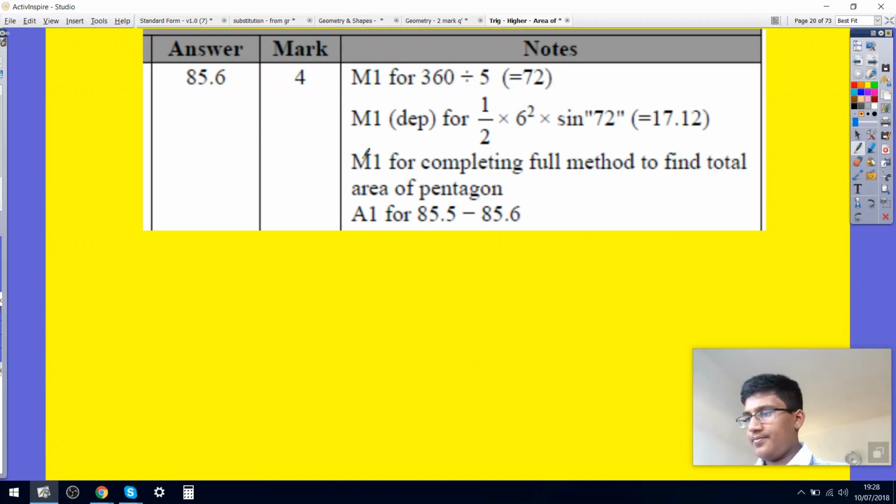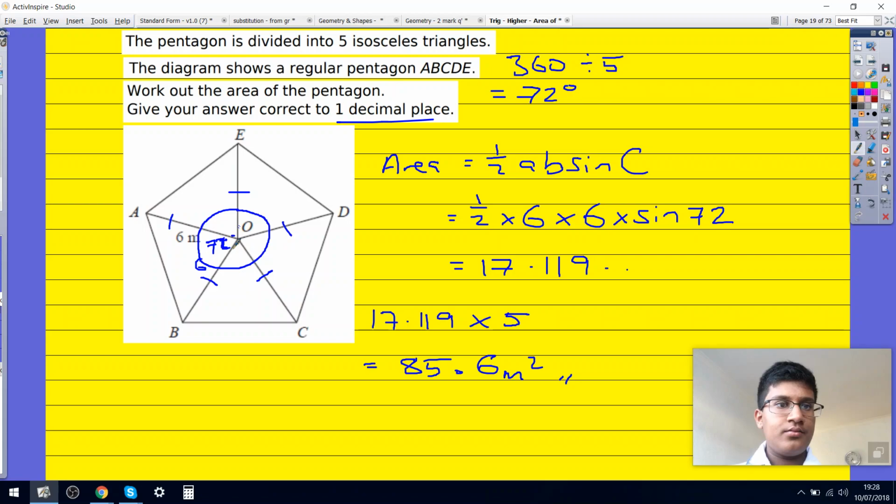85.6 meters squared. Any questions there? No, that's fine. Okay, yeah, and so you can see in the center, the 5 angles make a circle, so they add up to 360. They're all the same. Divide them by 5, 72 each. X a half tick, 4 mark questions. I think that's a tick.